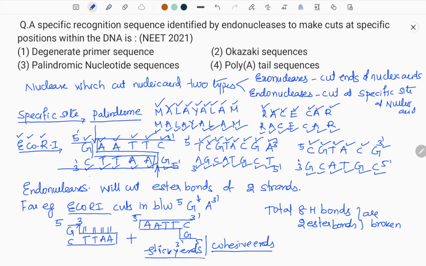Let us see the question now. A specific recognition sequence identified by endonucleases to make cuts at specific positions within the DNA is: it's not a degenerate primer. Okazaki sequences are the broken fragments formed in the lagging strand during DNA replication, and palindromic nucleotide sequences, this is very much correct, option 3. Poly A tail is the 200 to 300 adenylate residues attached at the 3' end of hnRNA to form messenger RNA, used in the processing of mRNA. So the answer here is 3.